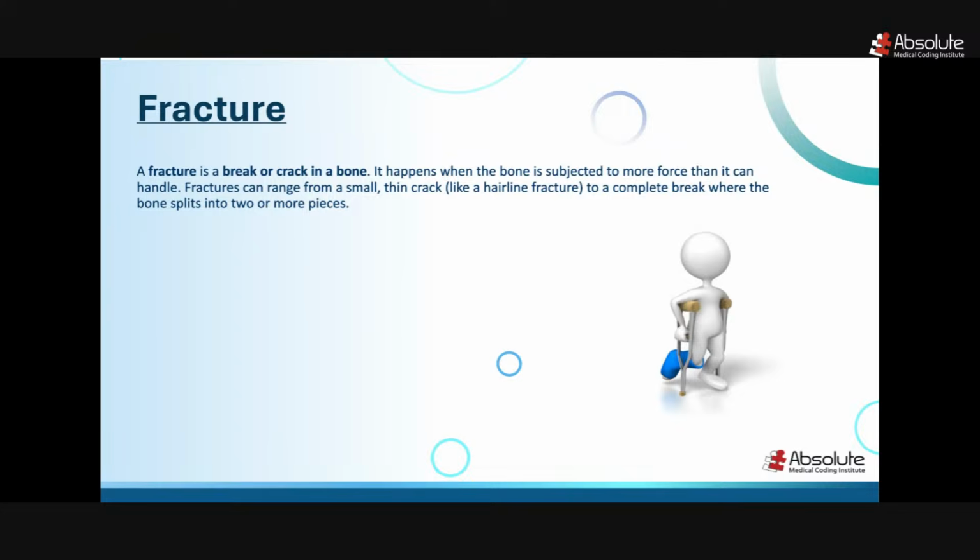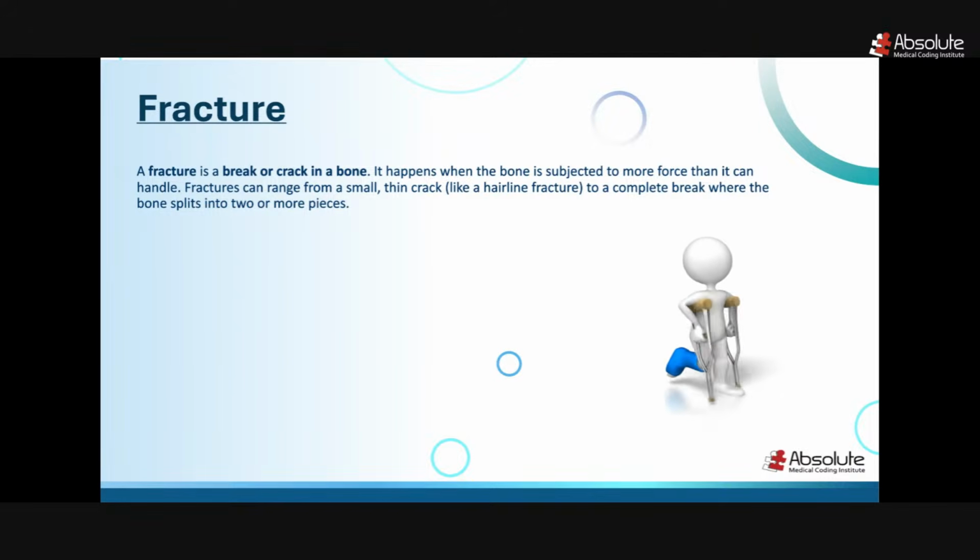Before we jump into the coding part, let's make sure we understand what a fracture actually is. A fracture is simply a break or crack in the bone, and it happens when the bone experiences more force than it can handle. Now, not all fractures are the same. Some might be just a tiny, thin crack, what we call a hairline fracture, while others can be a complete break where the bone splits into two or more pieces.